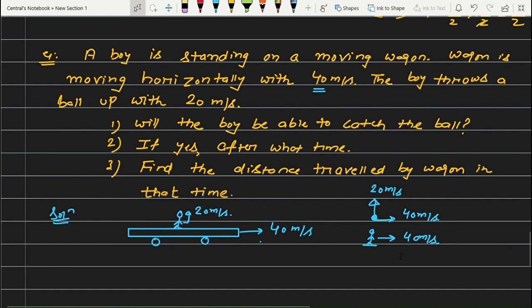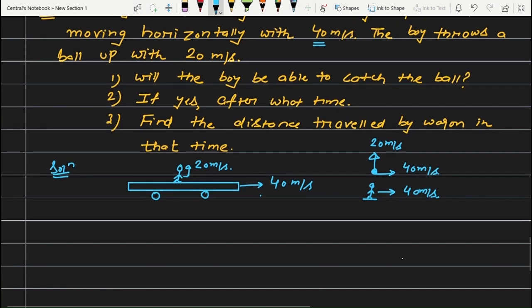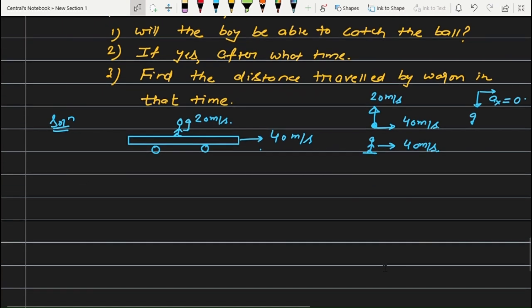However, the ball's vertical velocity will keep on changing because there is acceleration in the y direction, but there is no acceleration in the x direction. So the x direction velocity will remain constant. The projectile's velocity in the x direction will remain constant. So in this case, the ball will move on a projectile path.